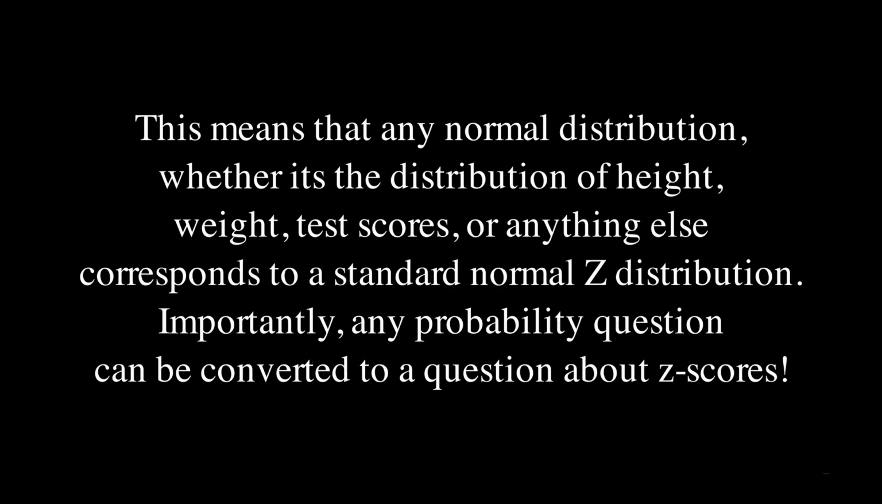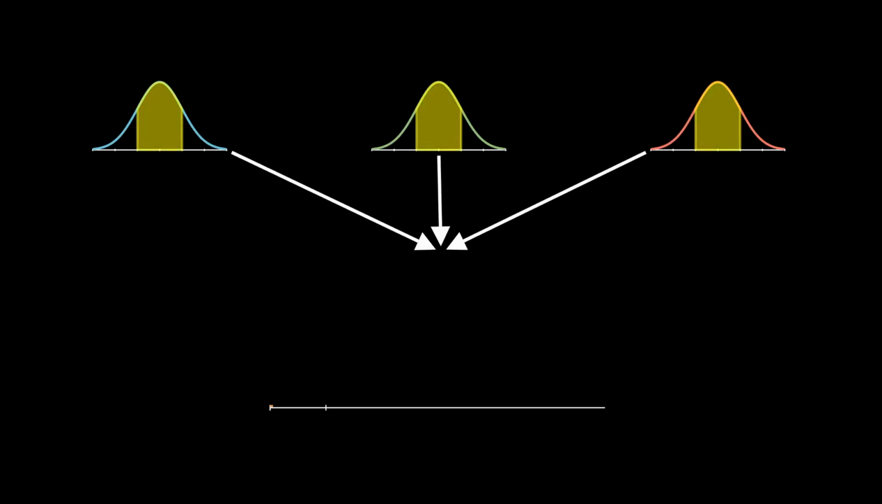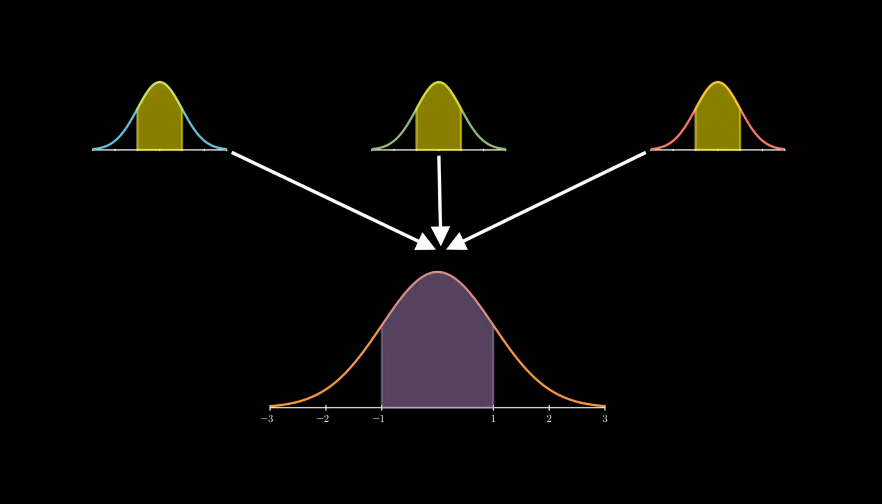And importantly, any probability question can be converted to a question about z-scores. So no matter what type of distribution we have, height, weight, test scores, etc., at the end of the day, what we care about is the z-scores because those determine the probabilities.